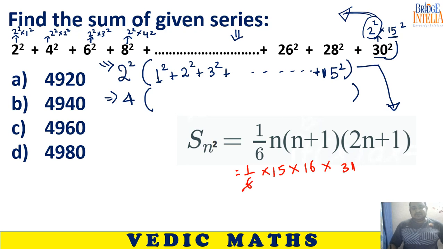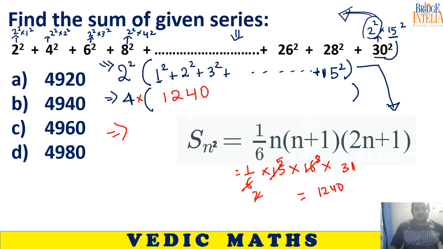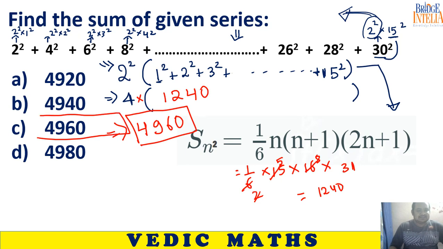Now 6 and 15. So 2 and 5 and 2 and 6, 8. So 50. So this is equal to 1240. So 4 multiplied with 1240. So 4 into 1240 is equal to 4960. So 4960 is the final answer. This is the final answer.